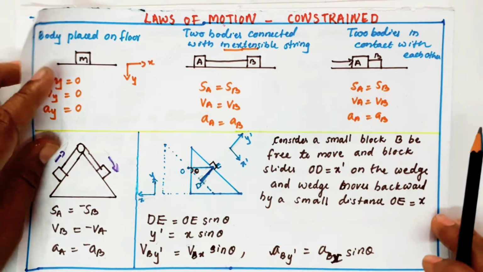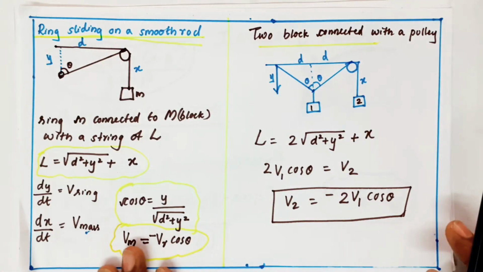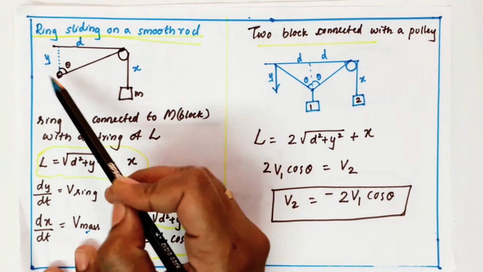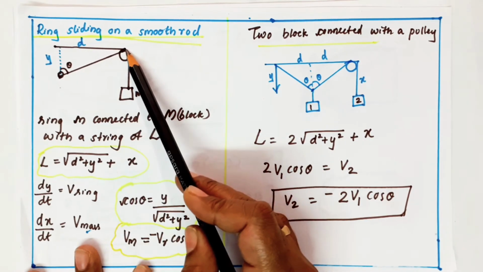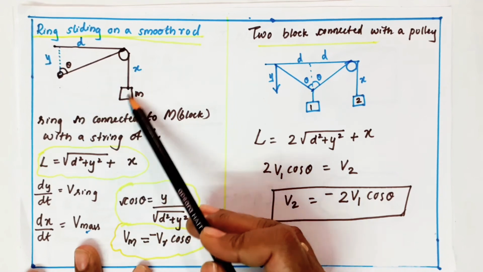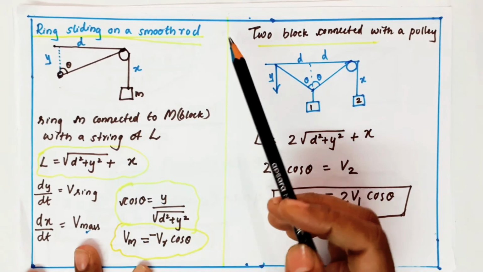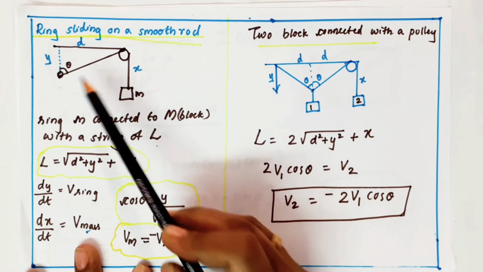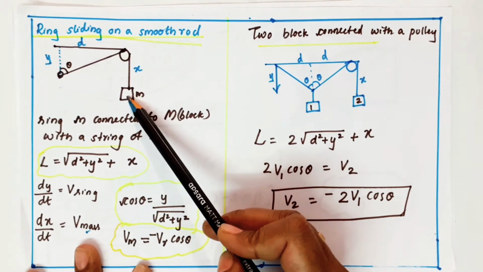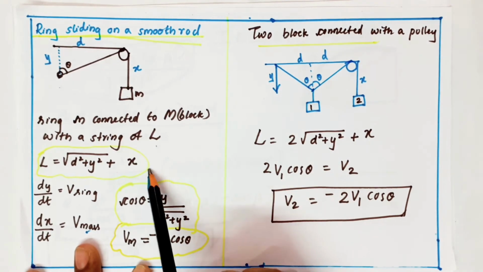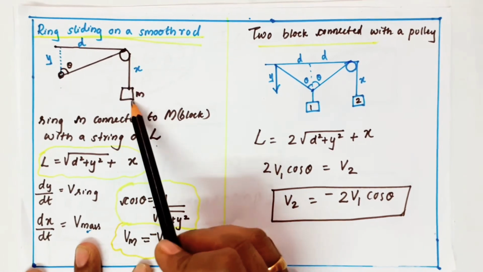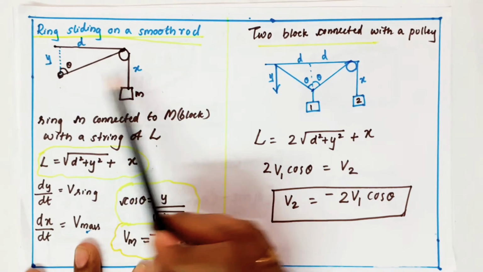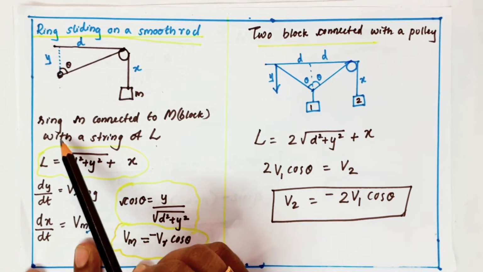So these are about constrained motion. Two more cases I want to discuss. See the case in which a ring, this is the ring, is sliding over a smooth rod. The ring is connected to this block with the help of a string. The length of the string is L, but it is inclined like this. So in this case, you have to remember this one. What is the meaning? You see, I know the total length is L, but the ring and this block displacements are in different directions.